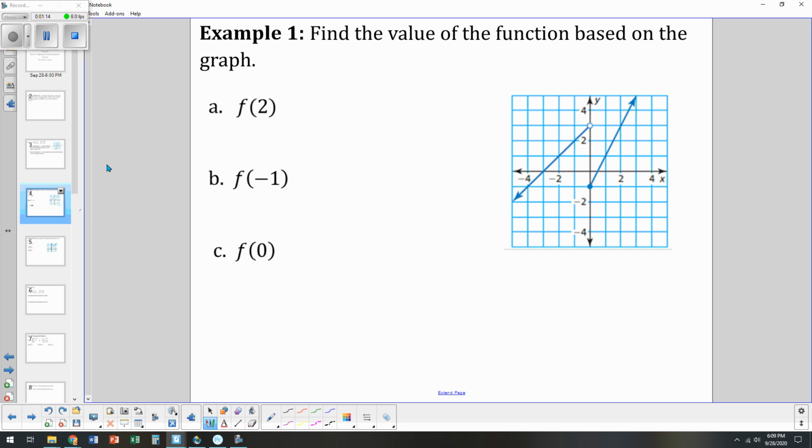So we're going to find the value of the function based on the graph. The first thing I want to find is f of 2. So I'm going to look where the x value is 2. On my graph, I go 1, 2, and I find where the graph crosses the line. So the y value when x is 2 is positive 3.